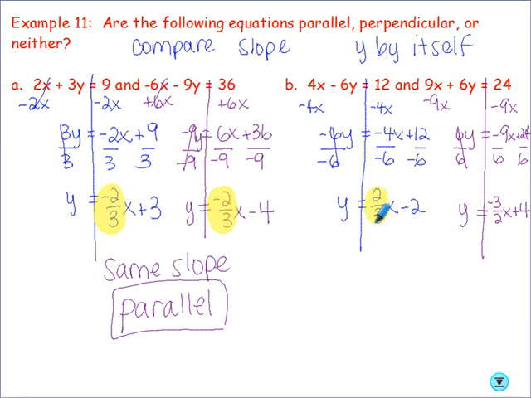Compare the slopes, 2 over 3 and negative 3 over 2. One is positive, one is negative. 2 over 3 flips over to 3 over 2. These are opposite reciprocals and are perpendicular.